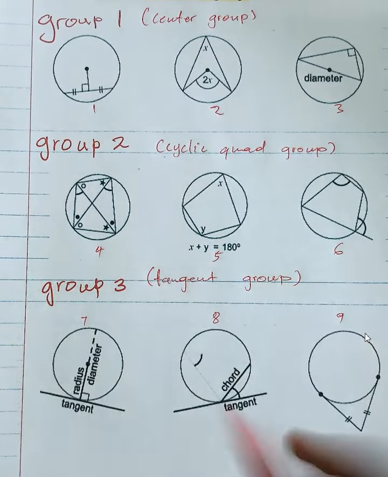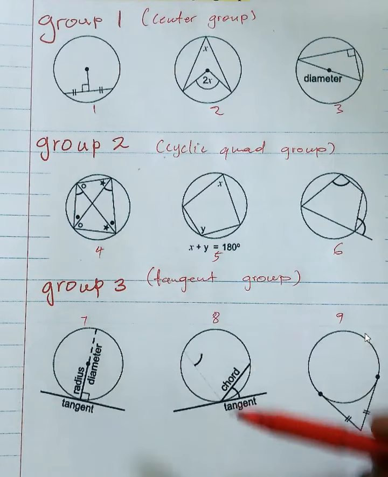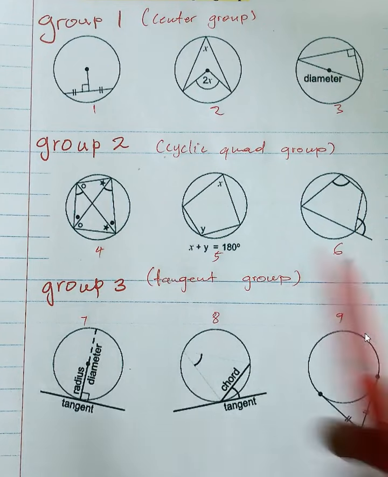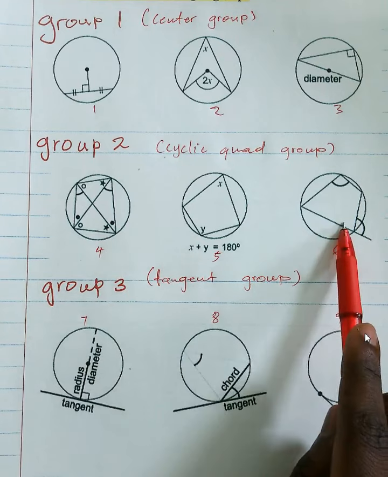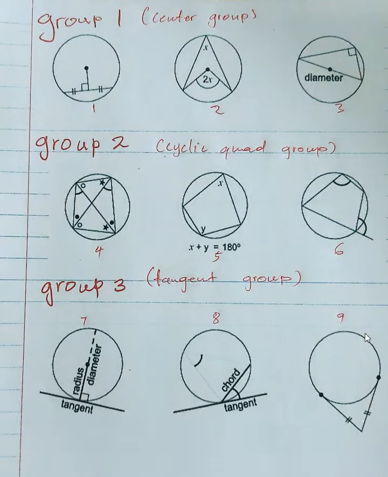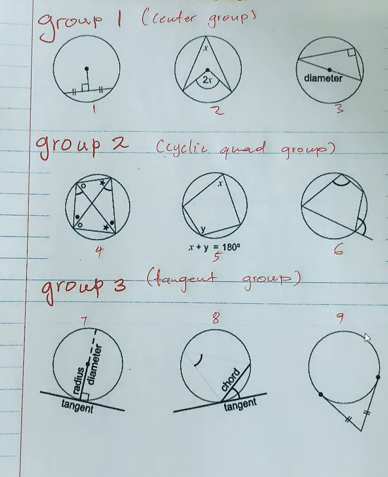When I say this is a tangent group, I mean that all the theorems which are revolving around or having any information related to tangents are here. All the theorems which are having any information related to cyclic quads are here. And then all the theorems which are having any information related to center are found in group number 1. So we have 3 groups.